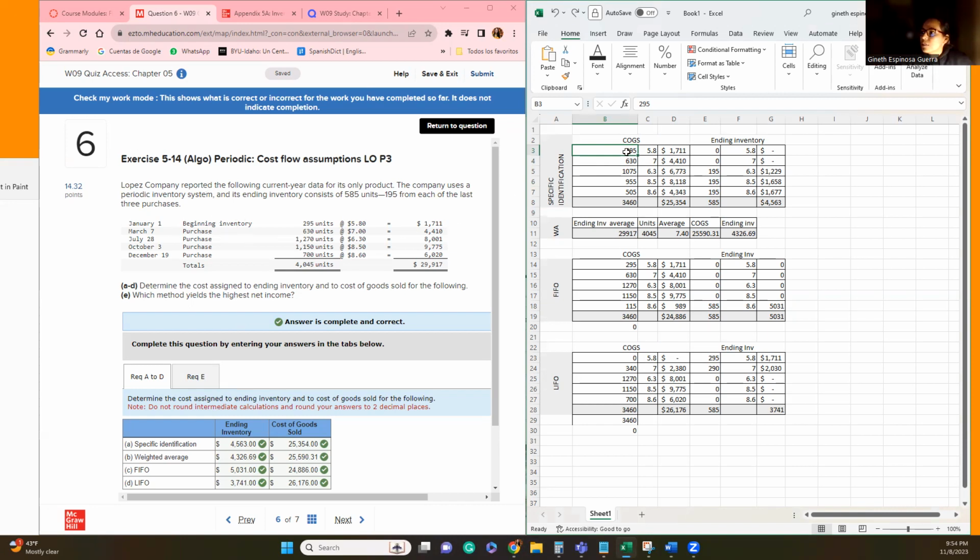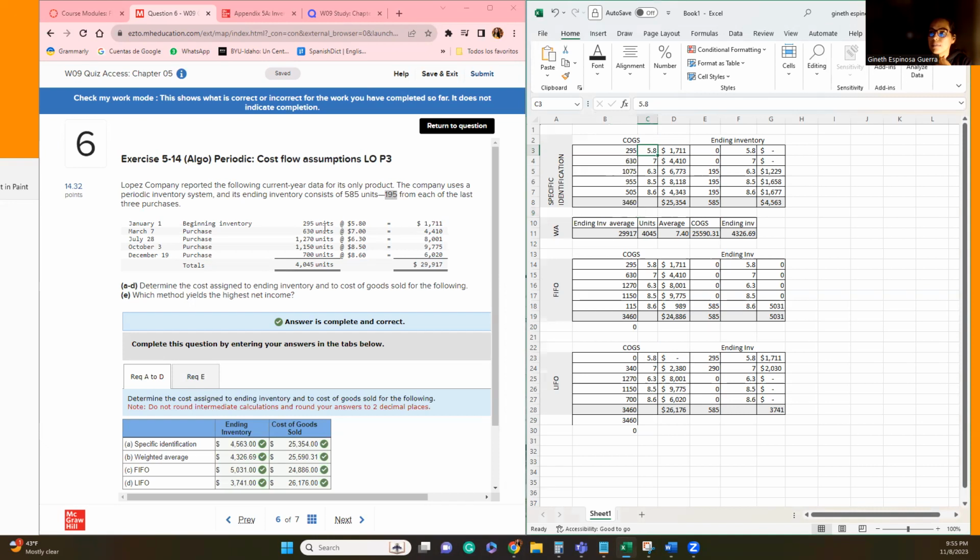The beginning inventory is 295 units, and we follow the chart. It's 630, 1075, and here is important. They mentioned we bought 1,270, but we have an ending inventory of 195. That means this affects our transaction, and we are subtracting that 195. That's why, in the specific identification, we are subtracting the inventory, and we will find the real amount in this case.